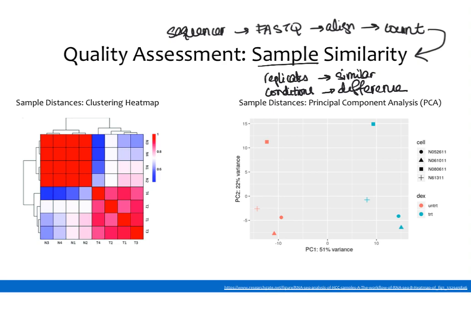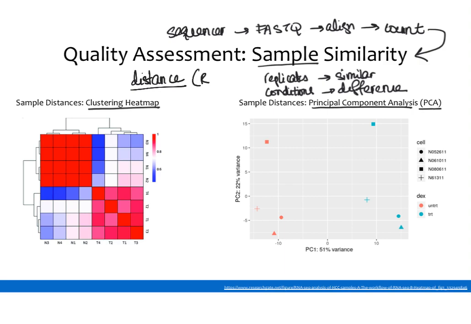So for the quality assessment, it's important to look at exactly how similar or different your samples and replicates are. There are 2 ways to do this. One is a clustering heat map, and the second is called a principal component analysis, or a PCA analysis. Both of these depend on the same thing. They basically take a measure of distance between each replicate or sample that you're interested in. And this, again, you can think of it as a black box for now.